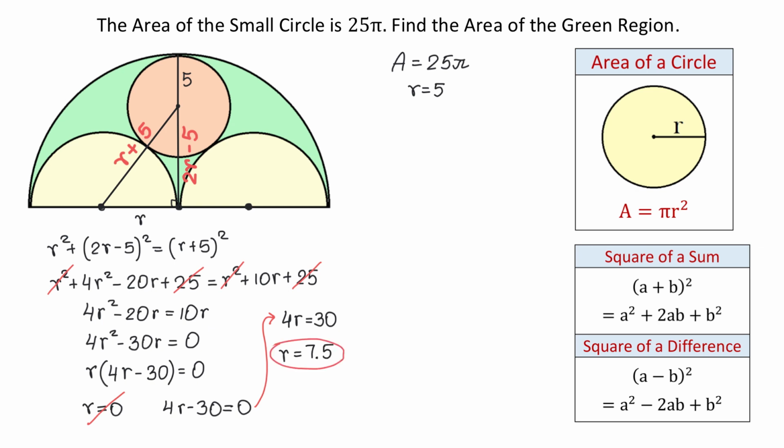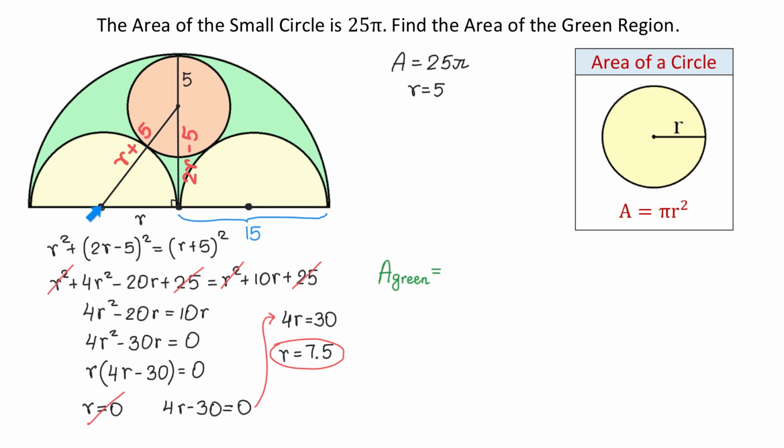So we just found the radius of the yellow semicircle, and that is 7.5 units. Then we can say that the radius of the large semicircle is twice r, which is 15 units. Now, once we have the radius of each circle, we can put it all together and find the area of the green region. First, let's start with the area of the large semicircle. That will be pi times 15 squared all divided by 2, because we need the area of the semicircle.